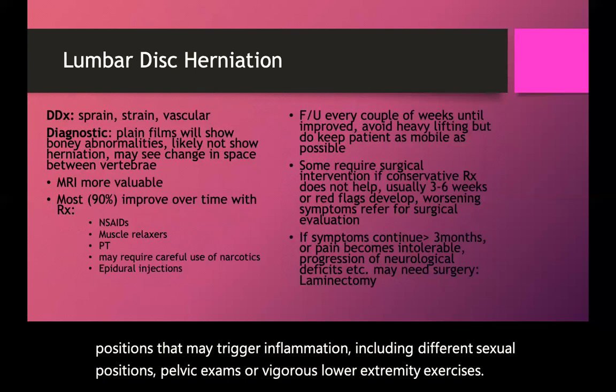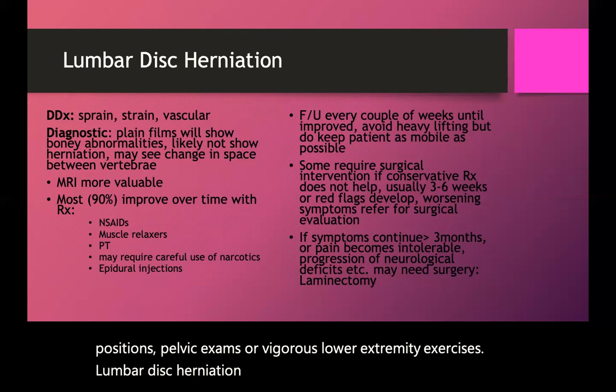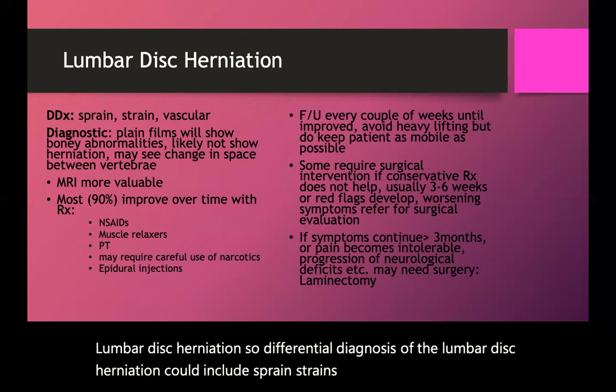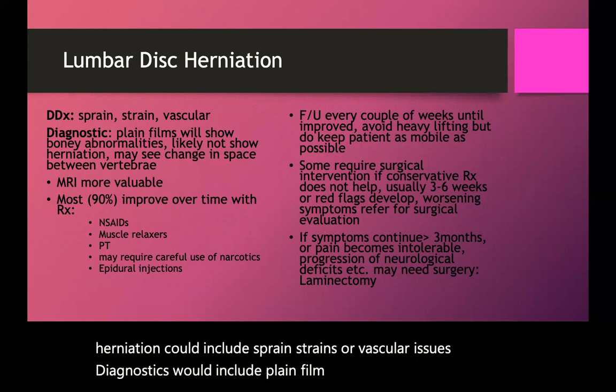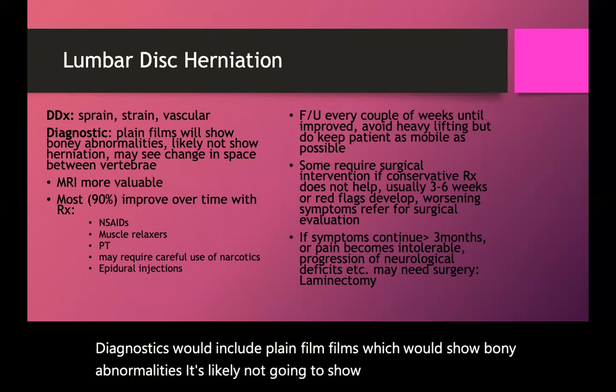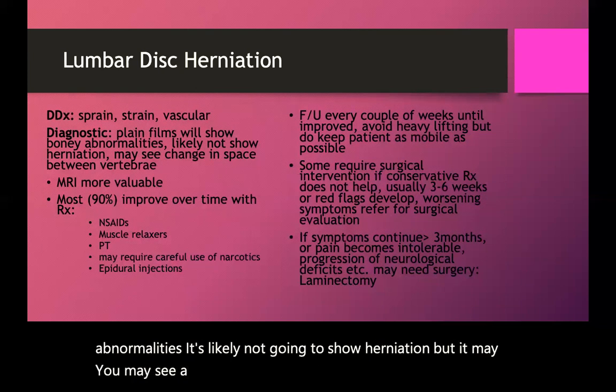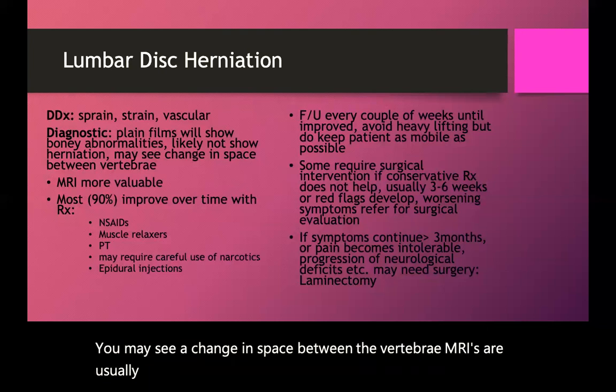Lumbar disc herniation. Differential diagnoses of lumbar disc herniation could include sprains, strains, or vascular issues. Diagnostics would include plain films, which would show bony abnormalities. It's likely not going to show herniation, but you may see a change in space between the vertebrae. MRIs are usually more valuable in terms of diagnosing a lumbar disc herniation.